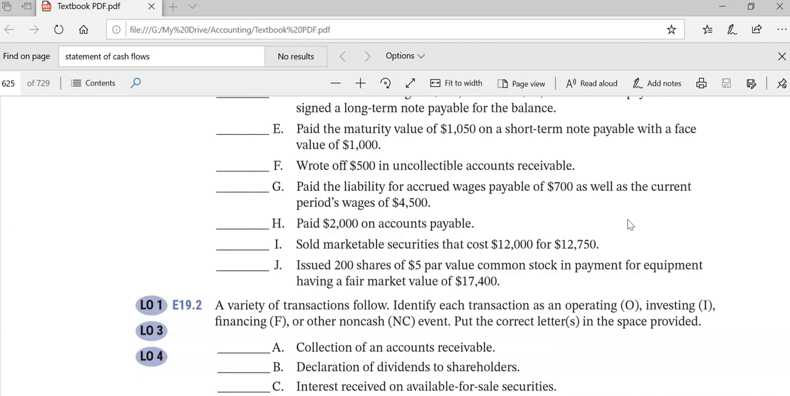Then the last one here, J, issued 200 shares of $5 par value stock in payment for equipment having a fair market value of $17,400. You're giving a company your stock for an asset. There's no cash involved for J, so J would be a non-cash event. So that's kind of walking you through how you do this.